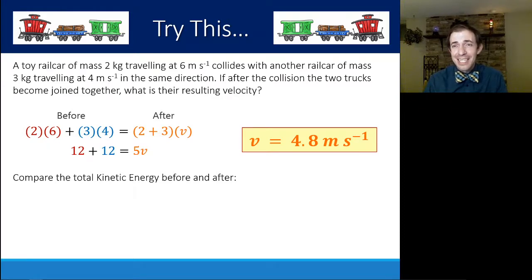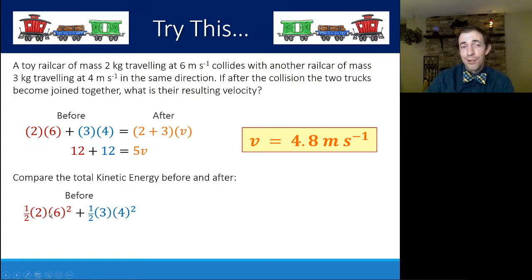Now, let's see: is this an elastic collision where the kinetic energy is conserved, or an inelastic collision where some of the kinetic energy was lost due to other forms of energy? To do that, we're going to do the same analysis, only instead of comparing the momentum of every part, we're going to look at the kinetic energy of every part. And kinetic energy, you'll remember, is 1/2 times the mass times the velocity squared. So looking at my two train cars beforehand, 1/2 times the mass of 2 times the velocity 6 squared, plus 1/2 times 3 times 4 squared, is equal to the overall kinetic energy beforehand, which I added up here.